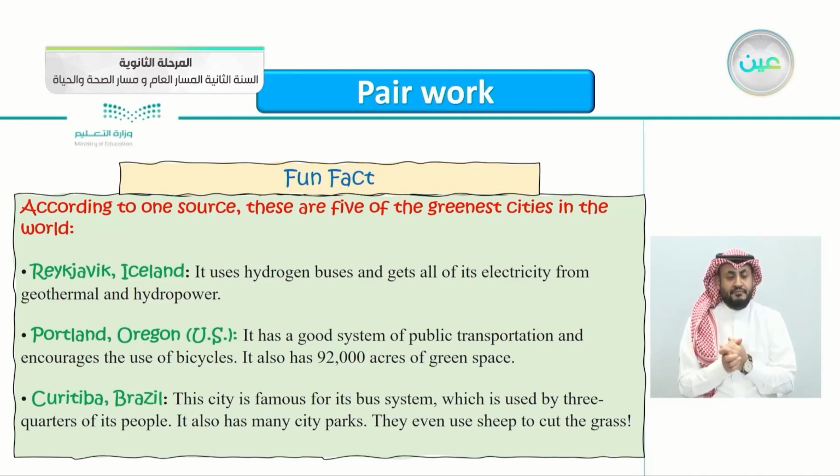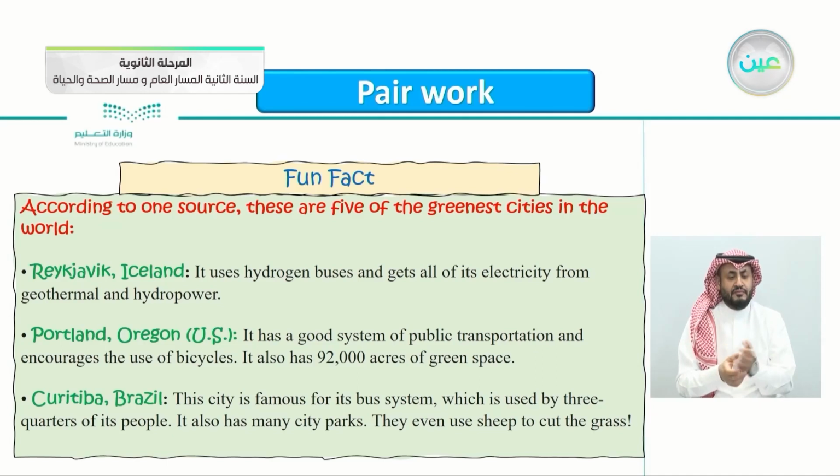Of course, the electricity comes from deep in the earth. Portland, Oregon in the US has a good system of public transportation and encourages the use of bicycles. Try to use more bicycles to save the environment. It also has 92,000 acres of green space.